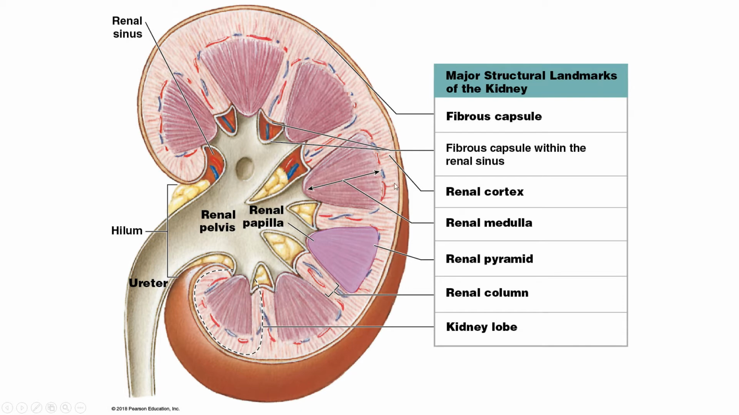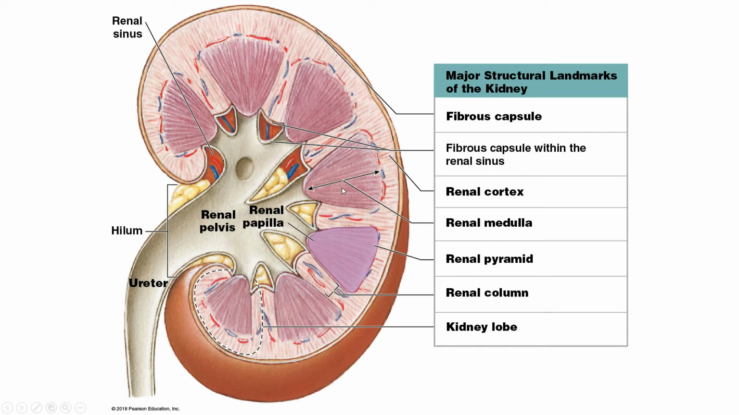So the cortex is the superficial region of the kidney, and it makes up about 90 to 95% of all the kidney's blood vessels. So after the renal artery comes into the kidney and it divides, most of the blood vessels will be located in this cortical region. The renal medulla is the inner region of the kidney.